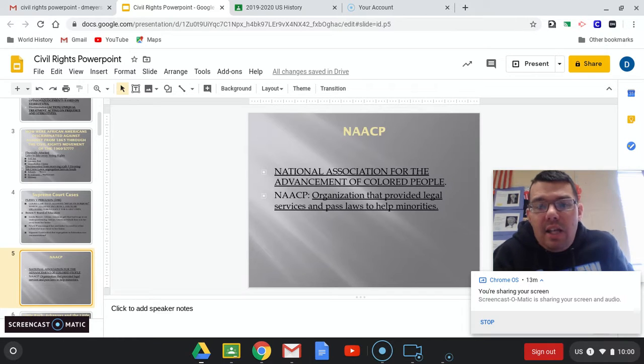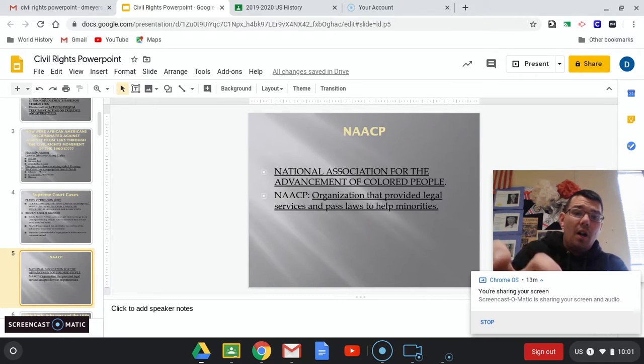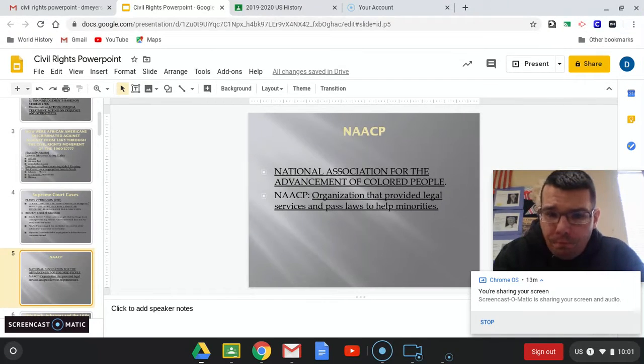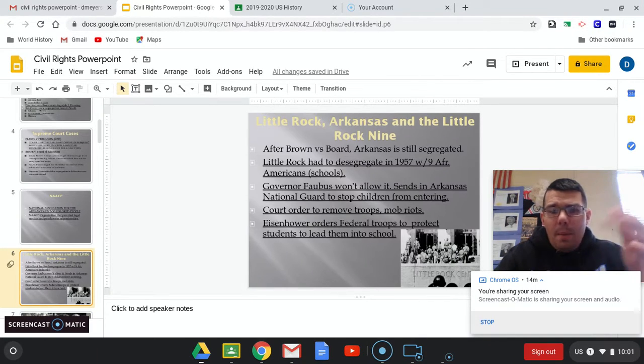As I said, the NAACP stands for the National Association for the Advancement of Colored People. This was an organization that provided legal services and passed laws to help minorities. Very influential group. They're still around today, very powerful, with lots of money and lots of powerful people. A lot of the civil rights leaders are going to get their start by working in the NAACP, as you'll see in a minute with Rosa Parks. They will openly challenge a lot of these state laws and will make a profound effect in making a lot of these changes.